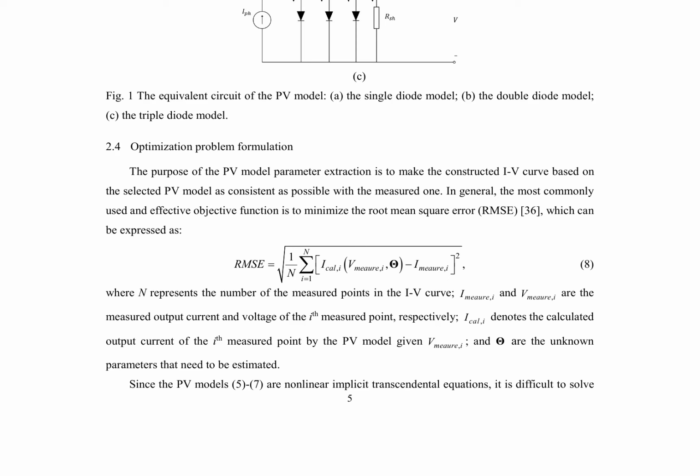The paper also formulates an optimization problem to extract the parameters of these models by minimizing the root mean square error, RMSE, between the calculated and measured IV curves. This approach aims to make the constructed IV curve consistent with the measured one.